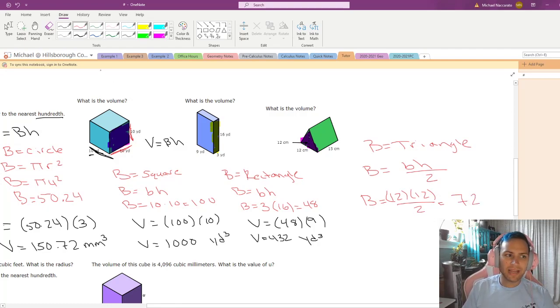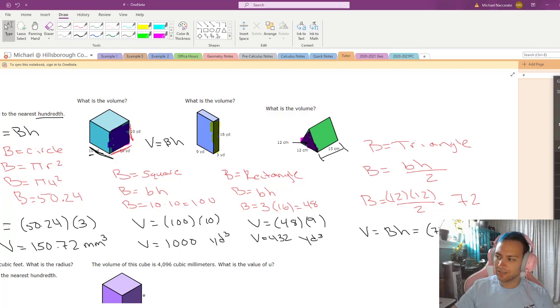And now we can plug that into our normal formula. Big B times h, volume equals big B times h. In this case, we now know that big B is 72. And h is the distance between the two triangles. So from triangle 1 to the triangle 2 on the back, there is a 15 centimeter gap. So we're going to do times 15. Let's take a look and see what we're going to get here.